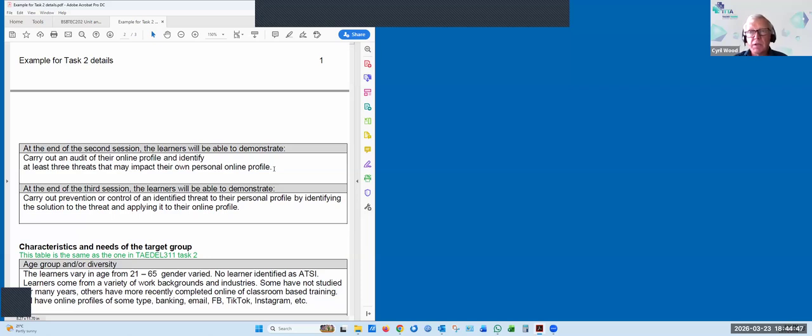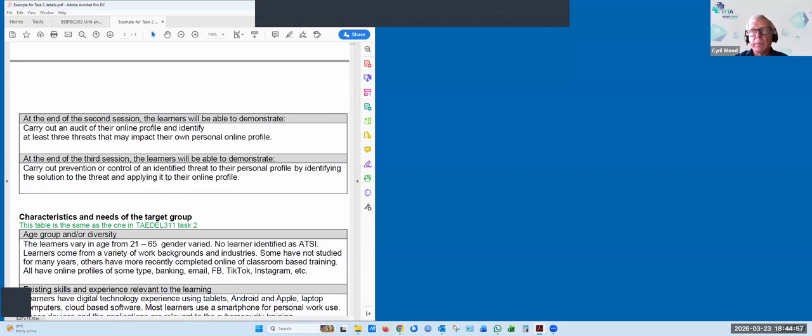Remember, in this case I will have demonstrated what they need to do, or they will have a set of instructions on paper or something. And then finally, the third session is all about carrying out prevention control. So they've identified threats, they've audited their own profile, seen any threats, and then they're going to carry out prevention or control of any identified threat to their personal profile.